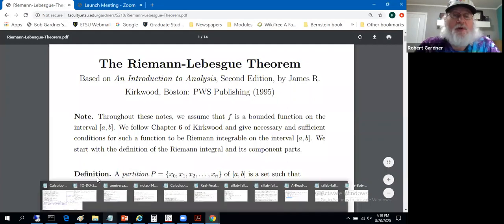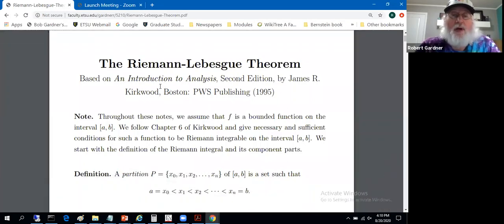So these notes are really from my senior level analysis class. They're from the book by Kirkwood that I've mentioned before, An Introduction to Analysis.